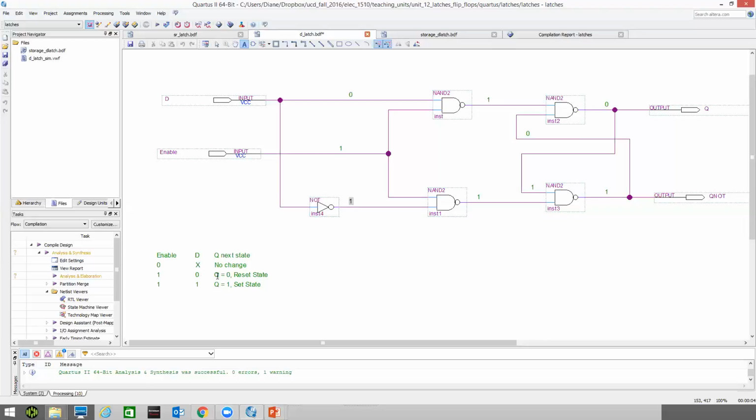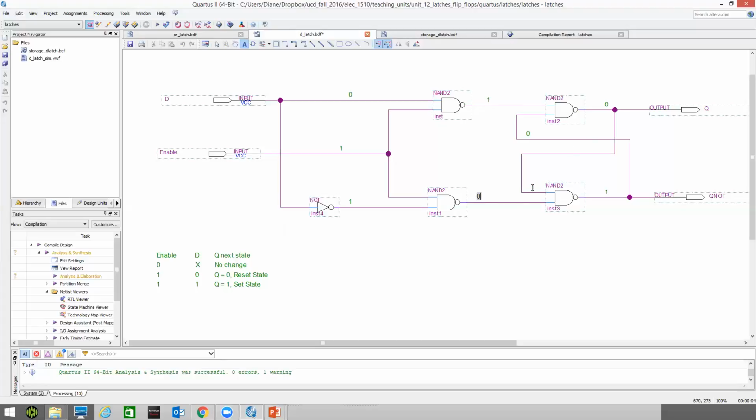Right, we should see that Q will be whatever the value of D is. So let's take a look now. 1 ANDed with 0 gives us a 0. Inverted gives us a 1. 1 ANDed with 1 gives us a 1. Inverted gives us a 0.